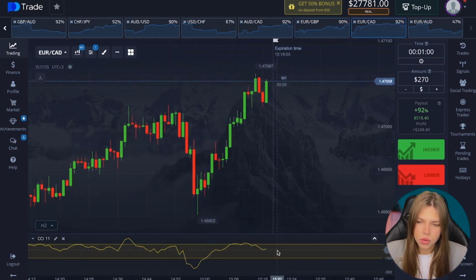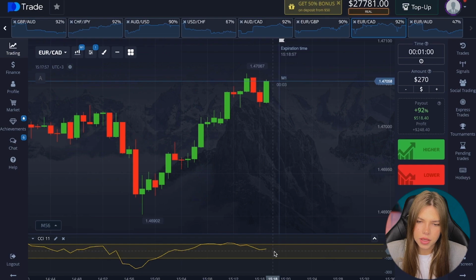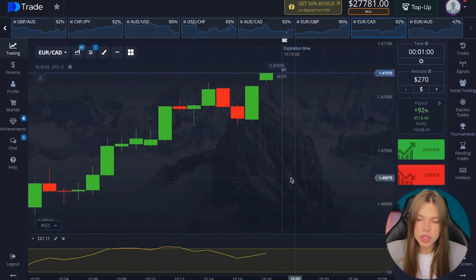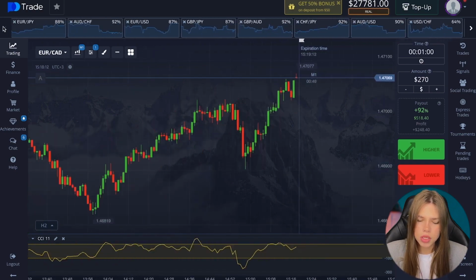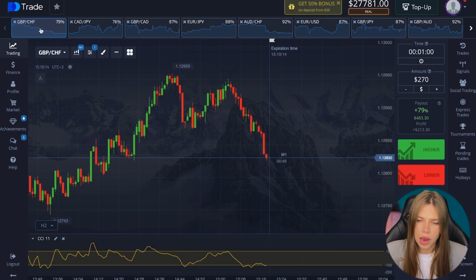Okay, so let's move on. Where we have 0 here, let's find it. It didn't touch 0 and turned right up. It's already dangerous to put a deal here. Immediately a strong upward trend. Okay, we'll just go further and look for currency pairs.